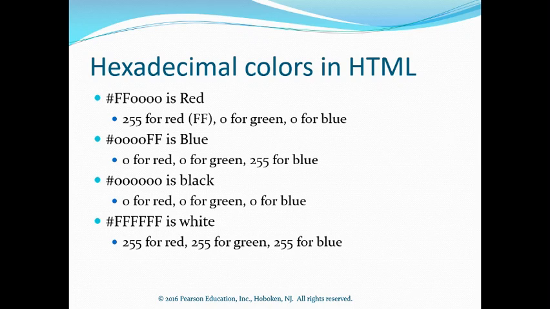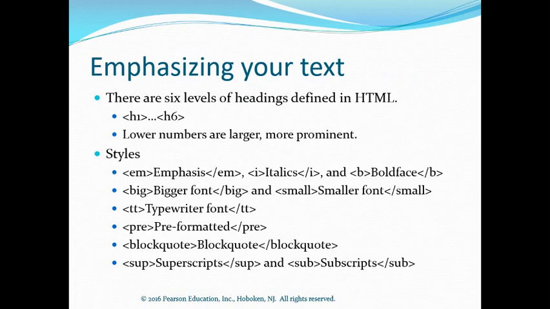0000FF is blue. That's 0 for red, 0 for green, and 255 for blue. And then we can see the other examples for hexadecimal colors as below, where all zeros is black, right, because it's the absence of color, and white is all 255 for all three colors because white is the presence of color, right, of all colors.